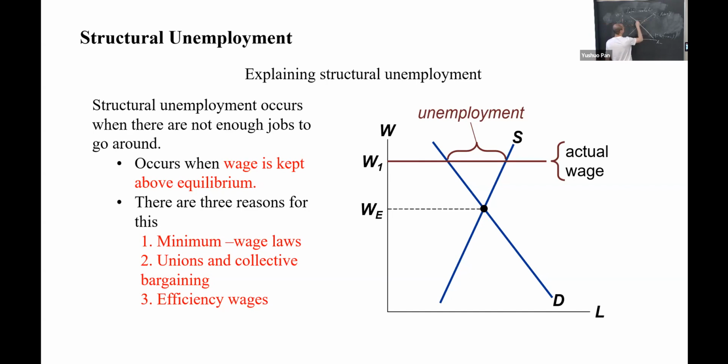So in this case, supply is bigger than the demand, right? So that's the surplus. Okay, that's the graph on the blackboard. So what will cause this, where the wage is higher than the equilibrium wage? Usually there are three reasons for this: minimum wage laws, unions and collective bargaining, and efficiency wages. So let's see them one by one.